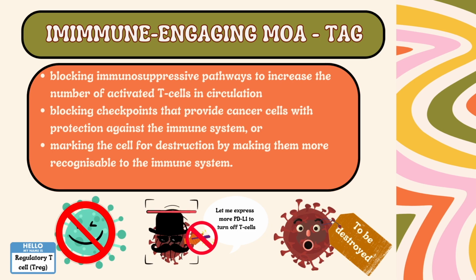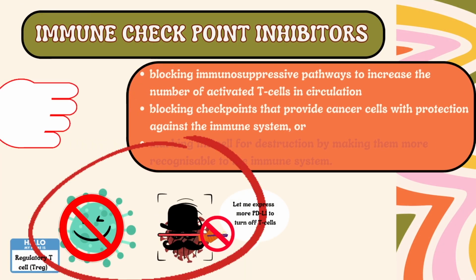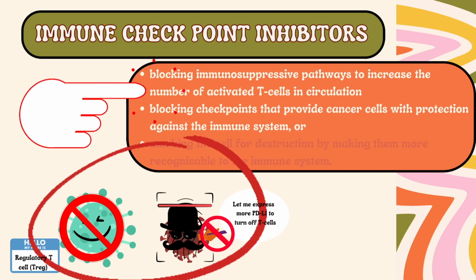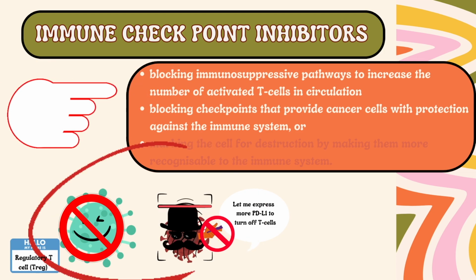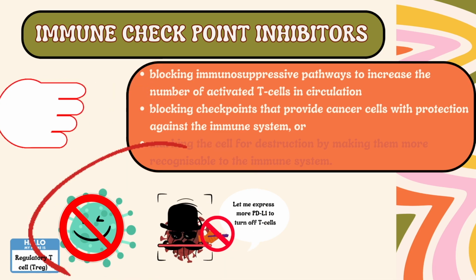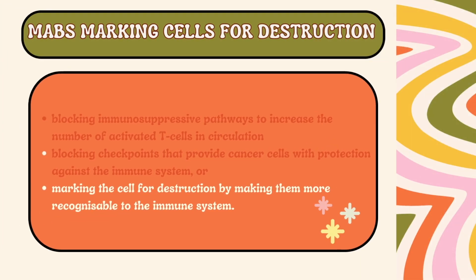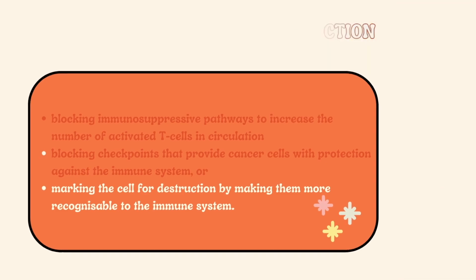Last but not least, MABs can also put a massive tag on cancer cells so that other immune cells can come and recognize it and destroy the cancer cells. Since the first two mechanisms belong to a subgroup of MABs called immune checkpoint inhibitors, ICI, I won't be discussing them here today because it's a massive topic on its own and I don't have enough time to cover it. But I'll include some resources at the end so that you can do some self-learning yourselves. And I'll be focusing on the last mechanism where MABs mark the cells for destruction.